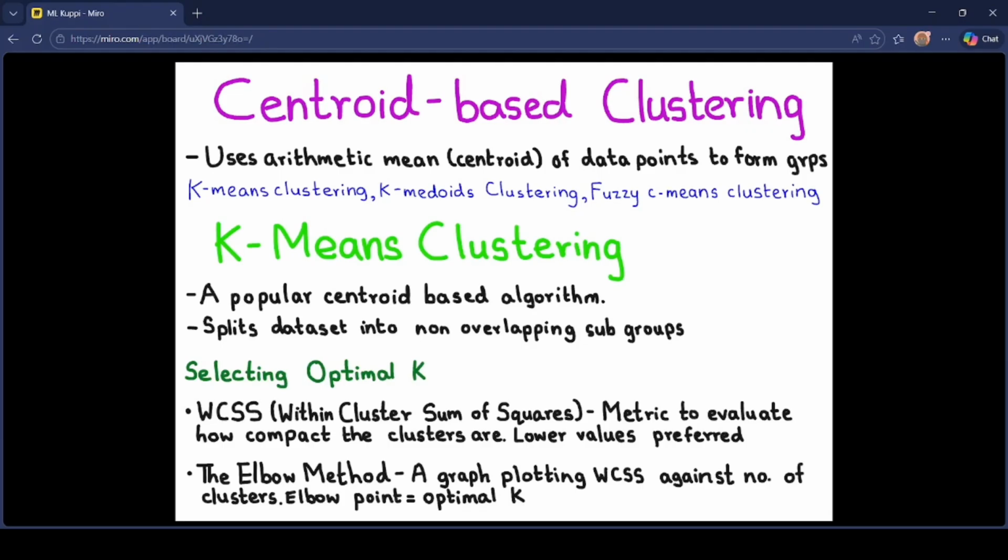So here we have to find the optimal K again. Here we use two methods. We have the WCSS, within cluster sum of squares technique, or the elbow method, similar to the previously discussed elbow method. WCSS is a metric that we use to evaluate how compact the clusters are, so how clustered they are together. Lower values are preferred because we are going to break the data into clusters, so when the compactness is less, it's easier to cluster. And using WCSS, we are going to plot the graph to find the K using the elbow method.